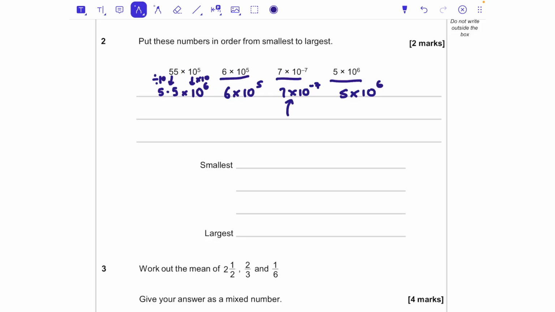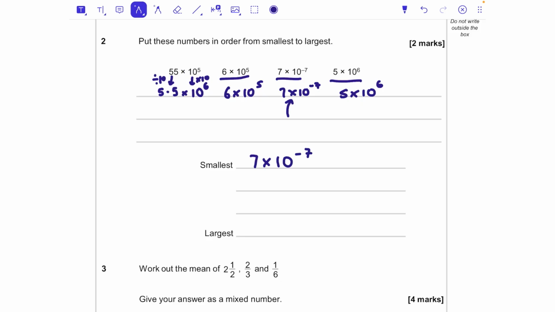Now this one is our smallest, and the reason it's the smallest is because that power is negative, which means it's going to be 0.000 blah blah blah. Instead of being multiplied by 10 lots of times, we're dividing by 10 lots of times. That's what that negative power means. So it's going to be 7 times 10 to the power of minus 7. That is our smallest number.